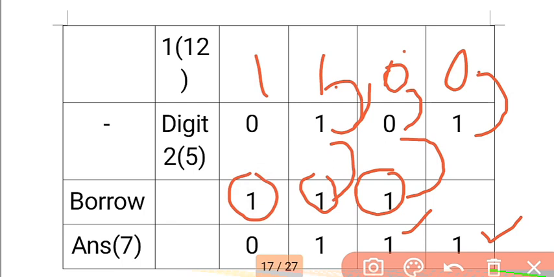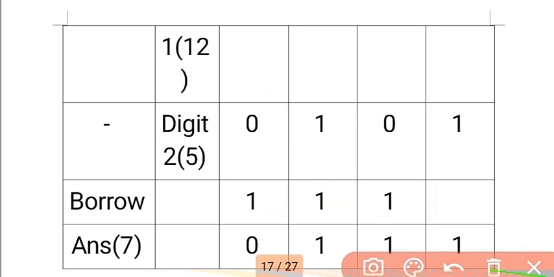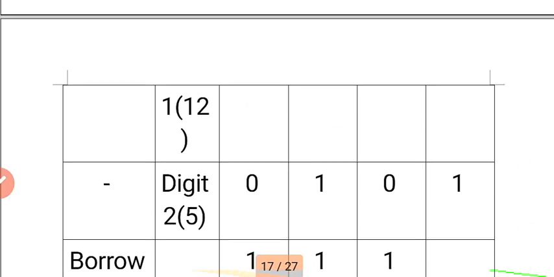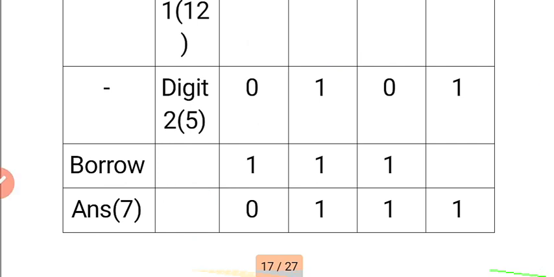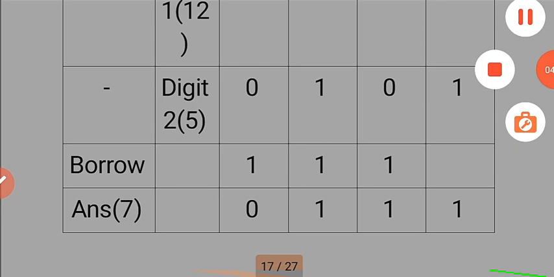Again, 1 minus 0 is 1. And 1 minus 1 is 0. No borrow is generated. So the answer is 7. You got the answer as 0111, that is 7, because the first number is 1100, which is 12. So 12 minus 5 is 7. So these are the rules of binary subtraction and addition.